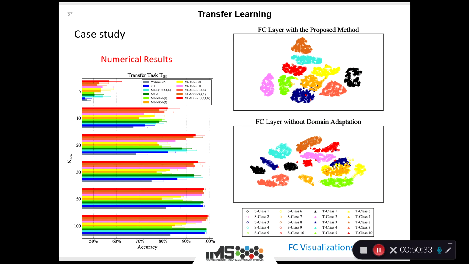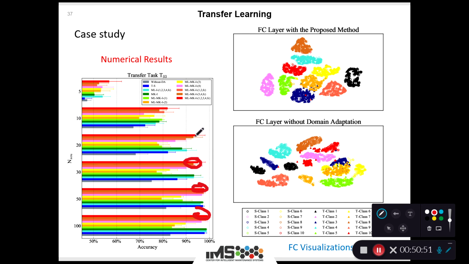And here are the numerical results. We can see here the red bars are the performance of our proposed method. We can see that in different scenarios, our method basically achieves the best performance compared with different approaches. In many cases, the testing accuracy is about 100%. That indicates the effectiveness of our method.